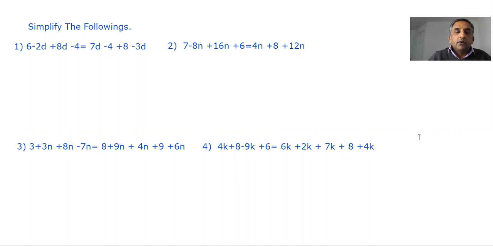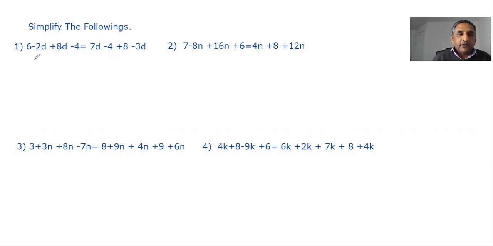So I'm just going to start with this question. As you can see, question number one here. In question number one, you see 6 minus 2d plus 8d minus 4 is equal to 7d minus 4 plus 8 minus 3d. What we have to do is add the numbers together and add all the letters together. And once we have simplified them, then we have to bring all the letters on one side, all the numbers on one side, and then get the final value of d, right?